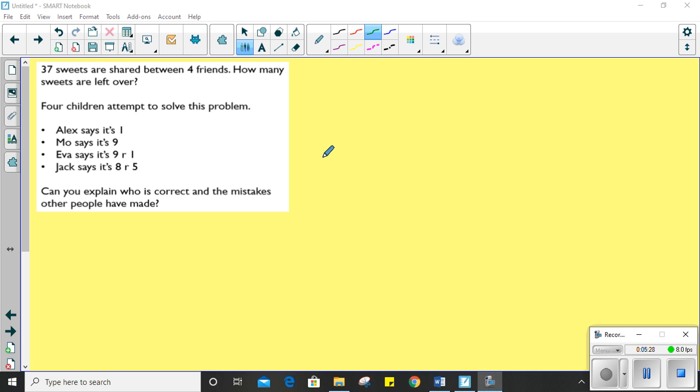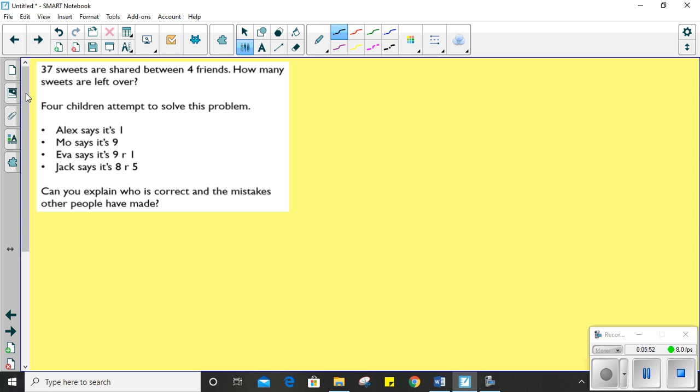Right, then let's have a look at this one. 37 sweets are shared between 4 friends. How many sweets are left over? 4 children attempt to solve this problem. Alex says it's 1, Mo says it's 9, Eva says it's 9, remainder 1, Jack says it's 8, remainder 5. Can you explain who is correct and the mistakes each of us have made?